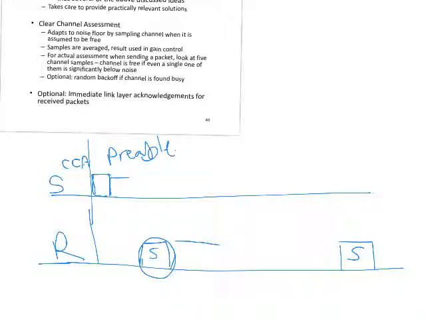Clear channel assessment. What BMAC does is that it finds that the contention itself sometimes has some false alarms, because you do CSMA, carrier sense multiple access, right?